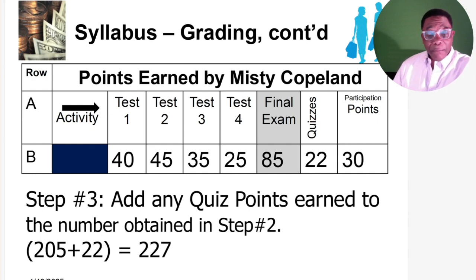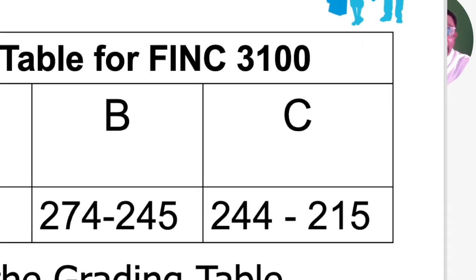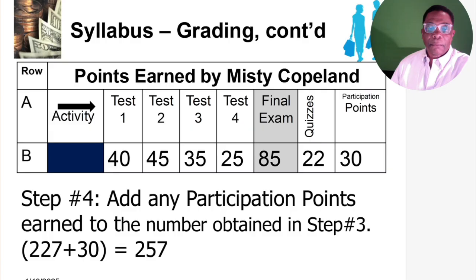Now at this point, Misty is quite happy because she's earned enough points to get a C in this course before we go any further, which means she will not have to repeat the course. The fourth step in this grading process is to add her participation points. Remember, she earned participation points by completing these business news quizzes. She could have earned up to 30 points for completing the business news quizzes, and she got all 30 of those points.